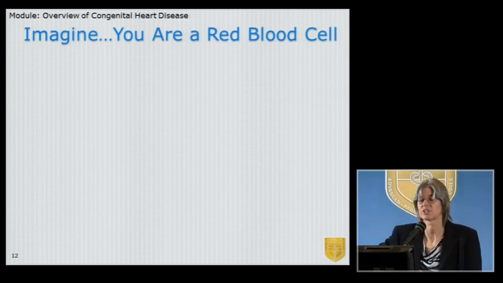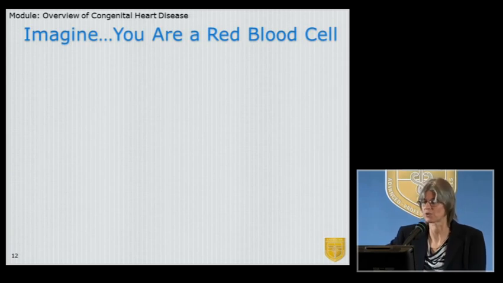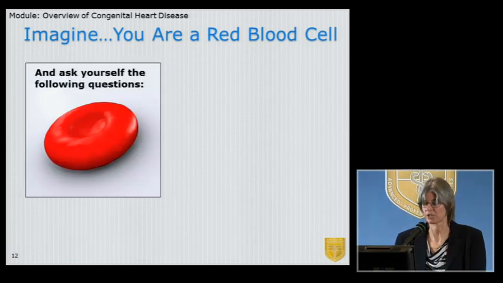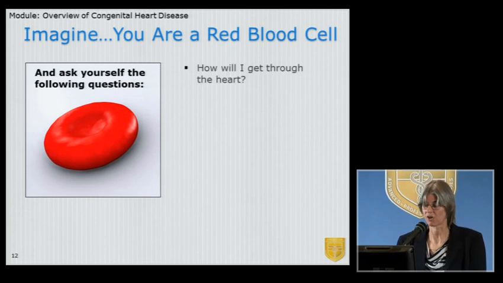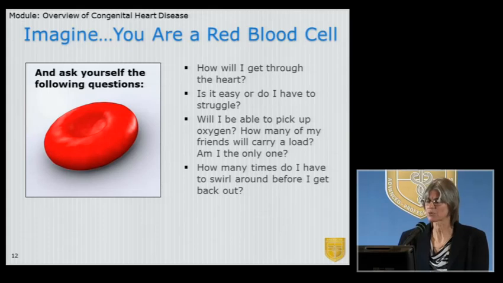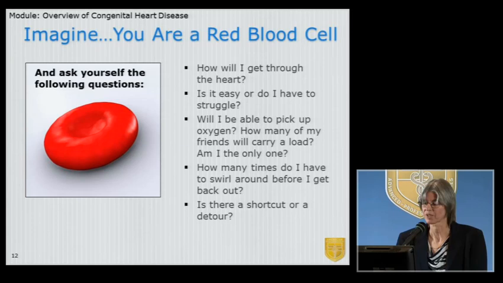If all this fails, and this is just such a complex lesion that you really can't figure out what to do, then I go back to a very, very simple approach. And believe me, it helps. Imagine you are a red blood cell, okay? This is you. And then ask yourself the following questions. How will I get through the heart? Is it easy or do I have to struggle? Will I be able to pick up oxygen? How many of my friends will carry a load, or am I the only one? How many times do I have to swirl around before I can get back out? Is there a shortcut or a detour? Is it different if I come from the upper or the lower extremity?